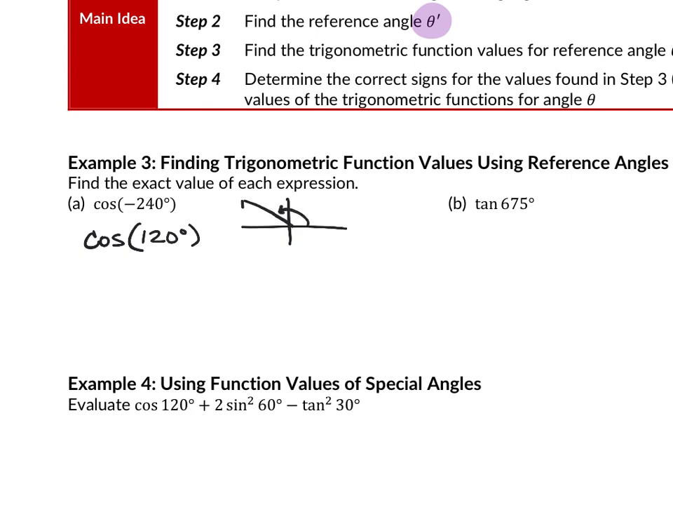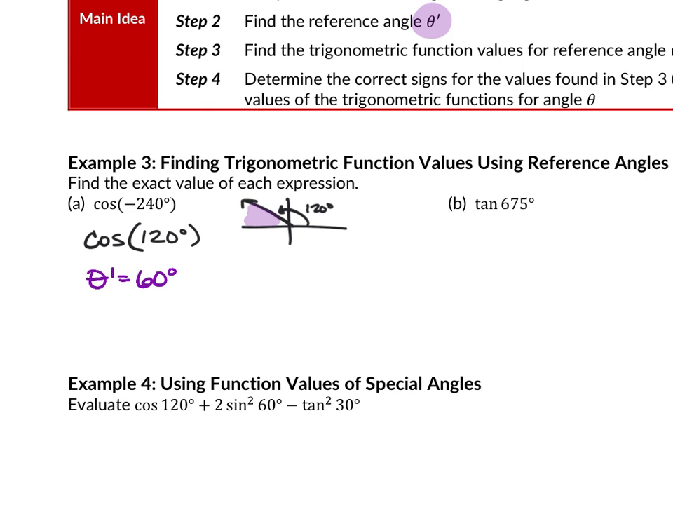If I graph 120, 120 degrees looks something like this. It'd be the same as graphing negative 240. I just chose to go this direction. My reference angle is going to be this guy right here. How big is my reference angle? 60. How did you find out 60? Yeah, 180 minus 120 is 60 degrees. So I'm actually doing the trig for 60 degrees.